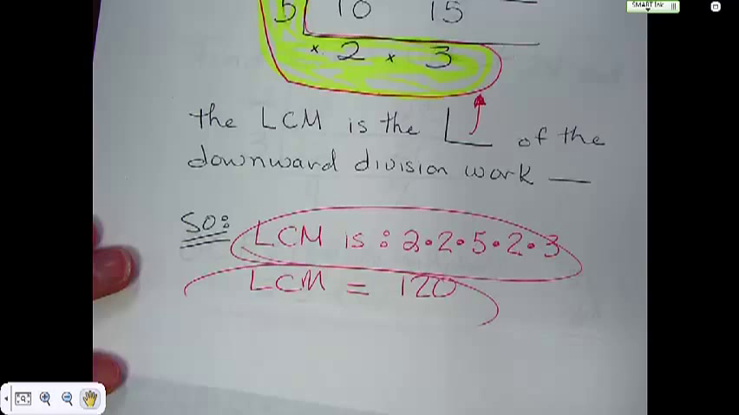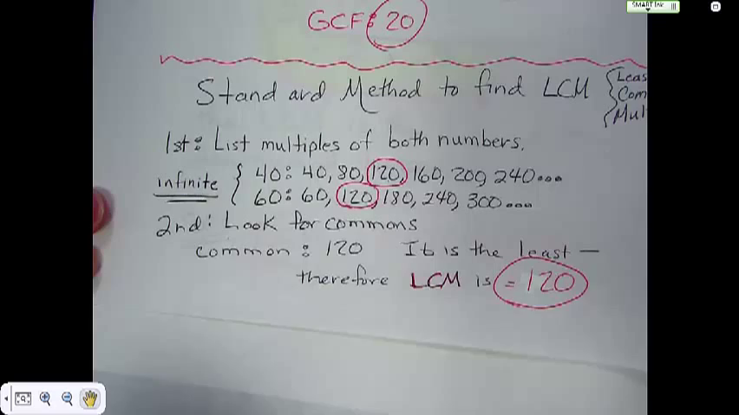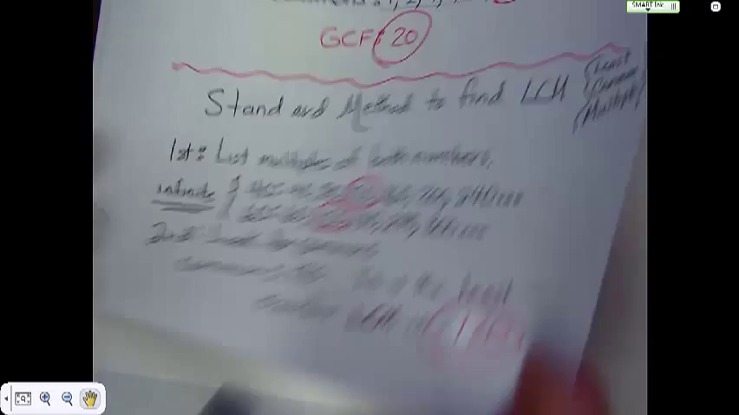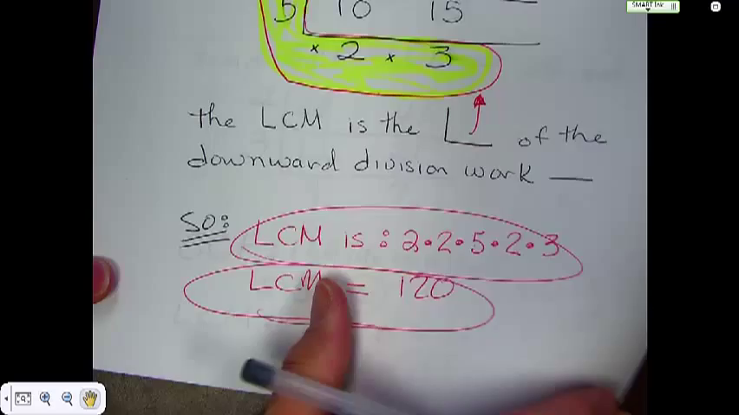And if you do the math, guess what? It is 120. And guess what? That is also what we found when we listed all of the multiples. Now, this is a lot shorter, I'm telling you. A lot shorter and it's a lot less work. And I think you're less likely to make a mistake with it.